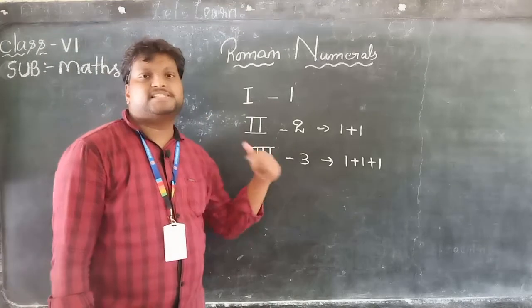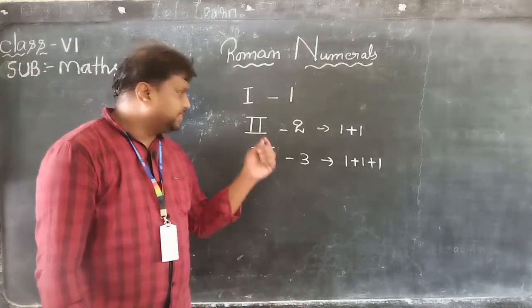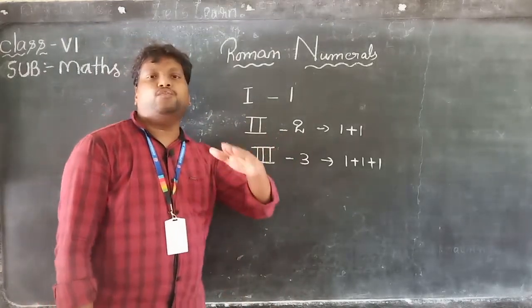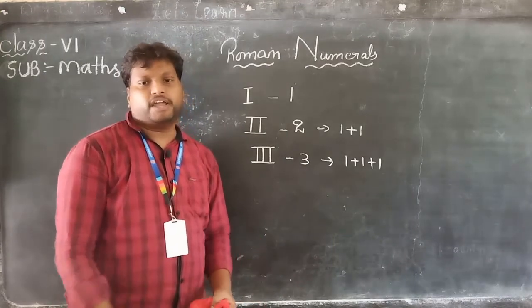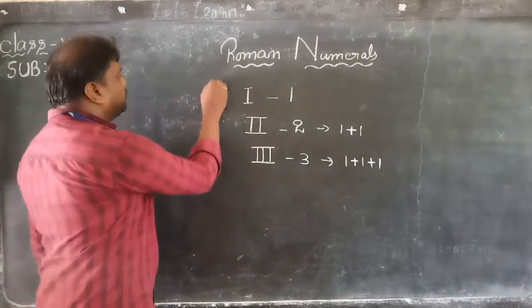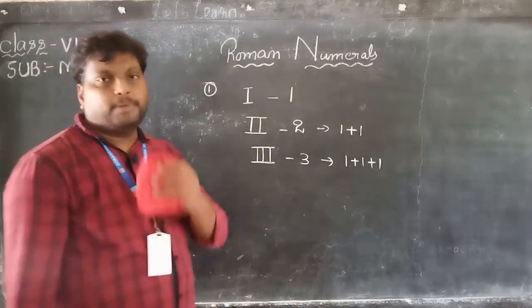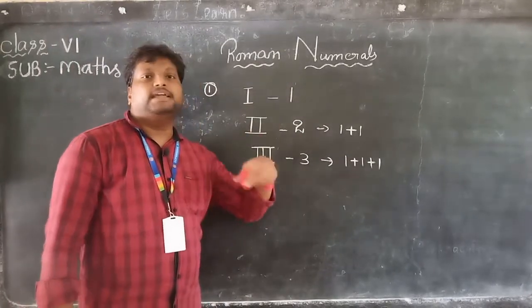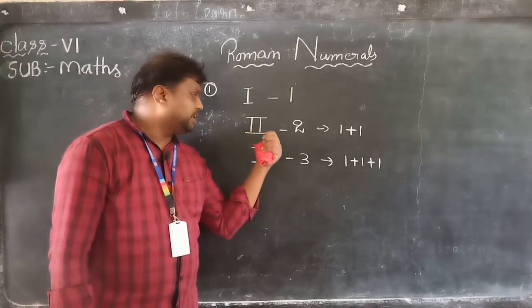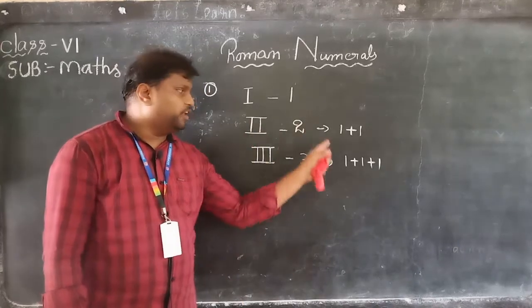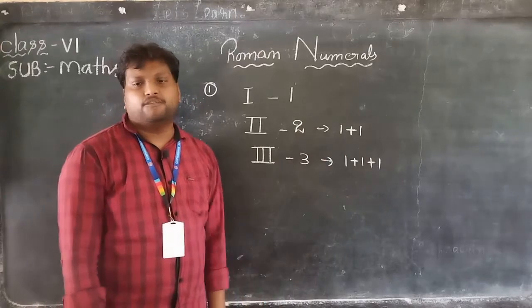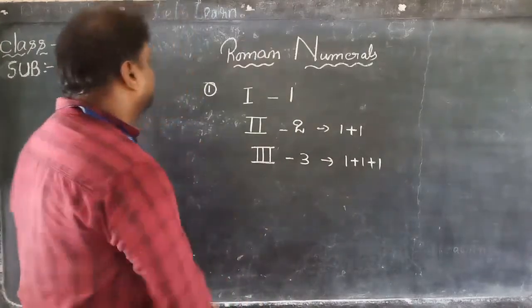How many times the symbol is repeating, that many times the value will be increased. Okay, this is the first rule: how many times the symbol occurs, that many times the value will be increased. Next, the second rule.